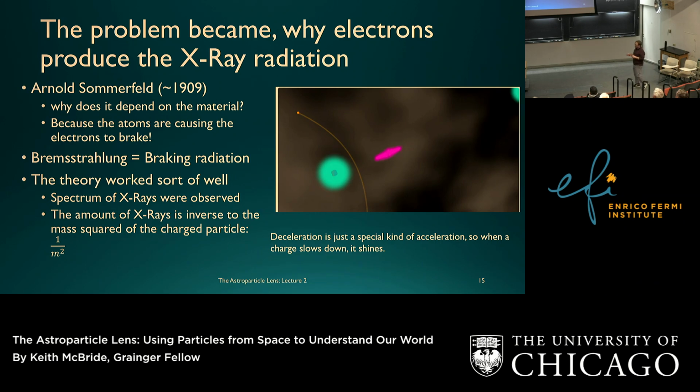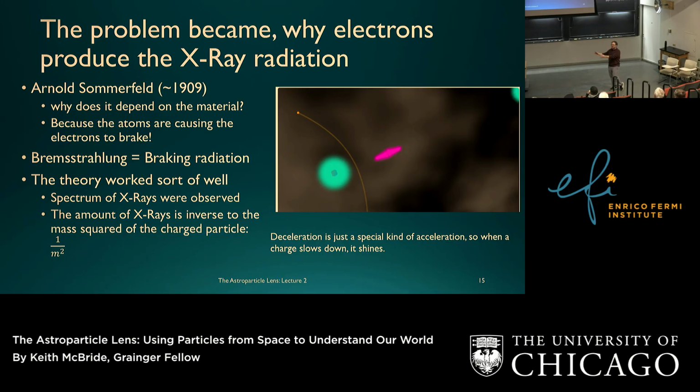And this also led to something that's very important for muons later, which is that the amount of X-rays you get is inversely proportional to the square of the mass of the charged particle that's braking. So the electrons here are actually one of the lightest fundamental particles we know about. And so this 1 over m squared means that there's actually a lot of braking radiation.